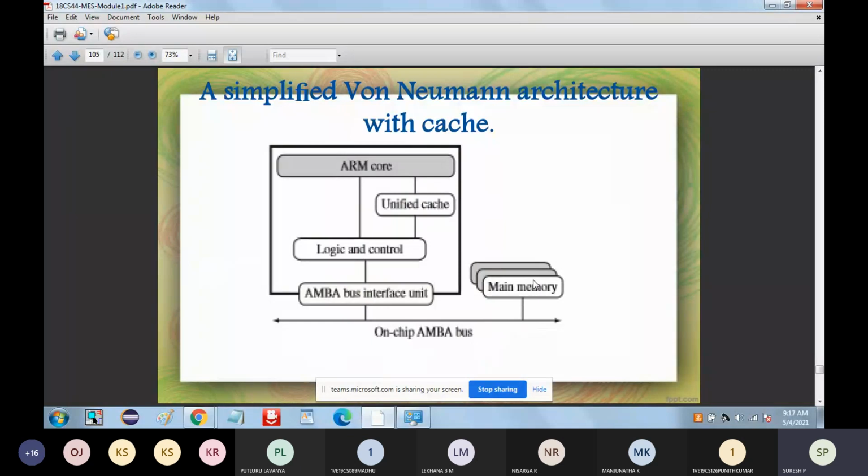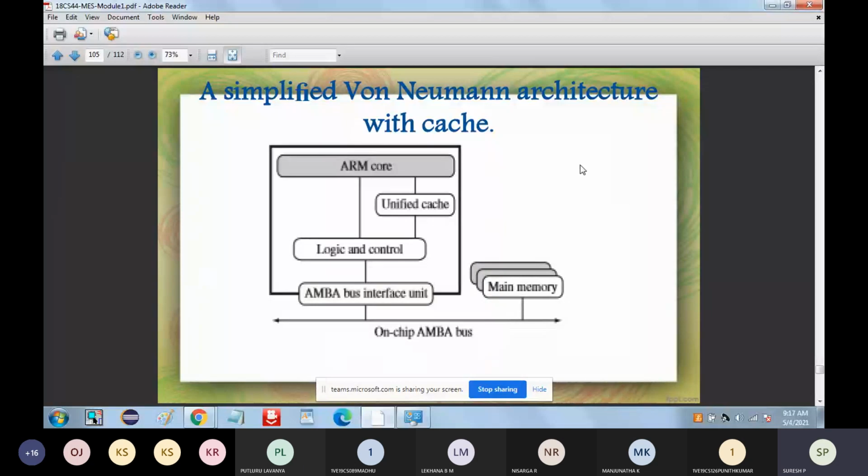From the main memory, it is going to fetch the instruction or data which is required for that particular ARM core, and through the bus, it is going to store it in the unified cache, either instruction or data. Once your data and instruction are stored in the unified cache, your ARM core is going to execute them from the unified cache itself. That means your ARM core need not wait till the data or instruction comes from the main memory. That is how the Von Neumann architecture style of tightly coupled memory works.